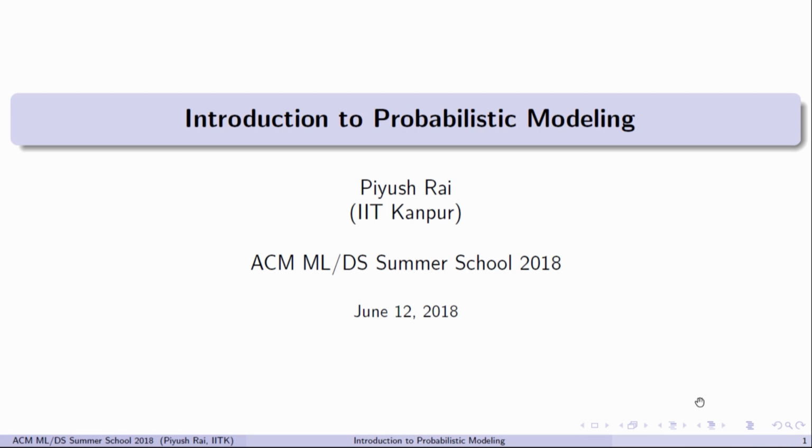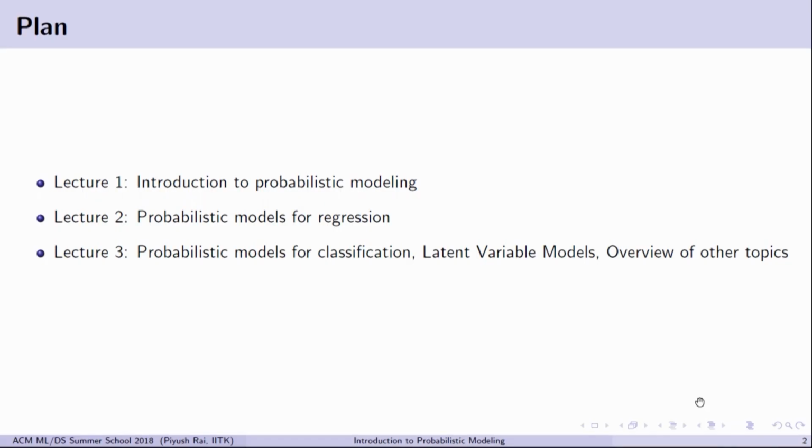So there are 3 lectures that I'm going to deliver today. In the first lecture, we'll look at the basics of probabilistic modeling. So that is why this lecture is titled Introduction to Probabilistic Modeling. So as I said, there are going to be 3 lectures. In the first lecture, we'll talk about some of the basic concepts in probabilistic modeling.